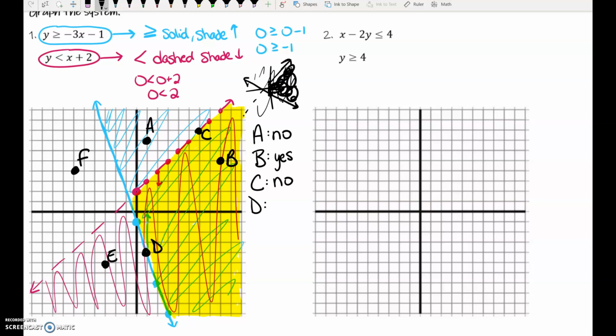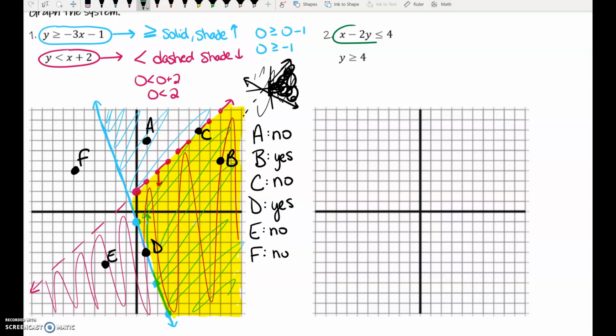How about point D? Yes, because it's a solid line. How about point E? Nope, it's only in the pink, not in both. And F? Definitely no. All right, number 2.